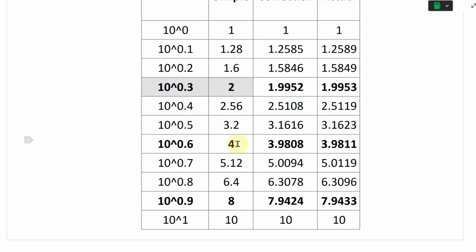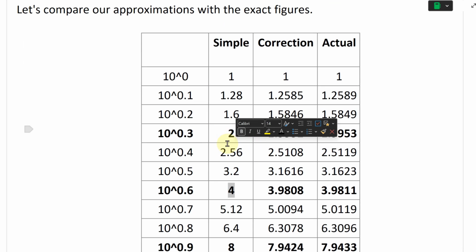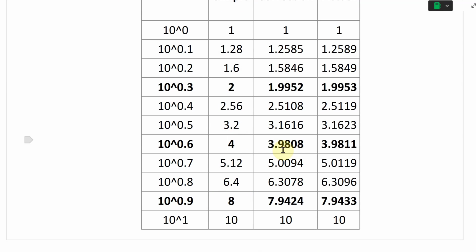And then 10 to the 0.6 is 4. The simple one, I like the simple one better. It's close enough. 1.9952, it's close enough to 2. 3.9808, it's close enough to 4 in my humble opinion. So then the actual is 3.9811.